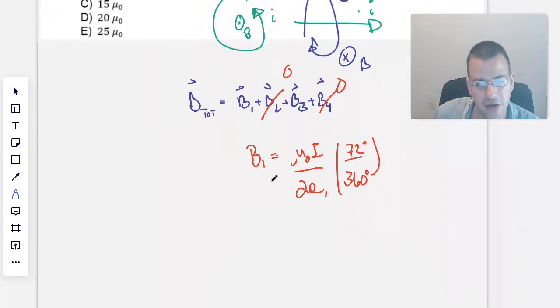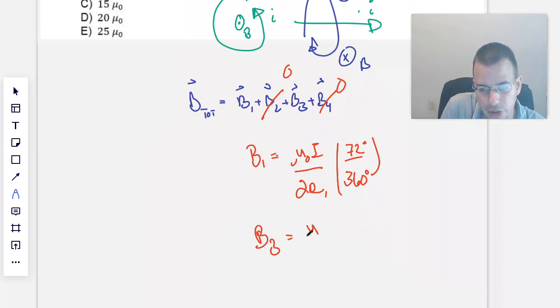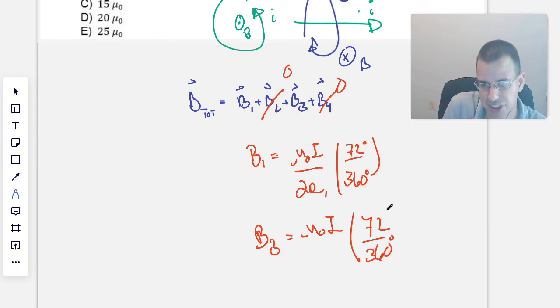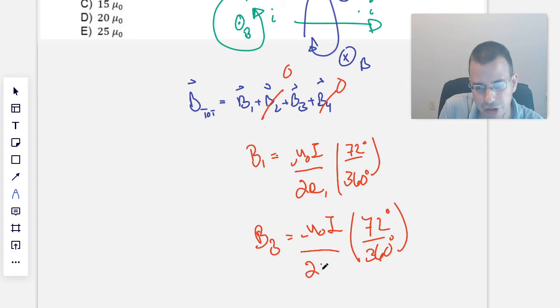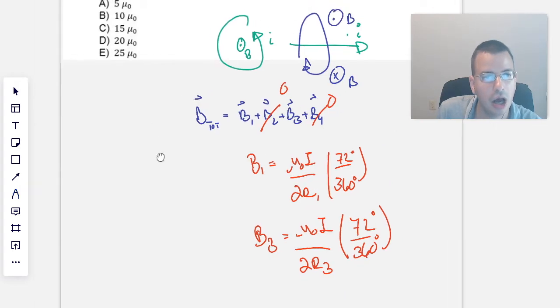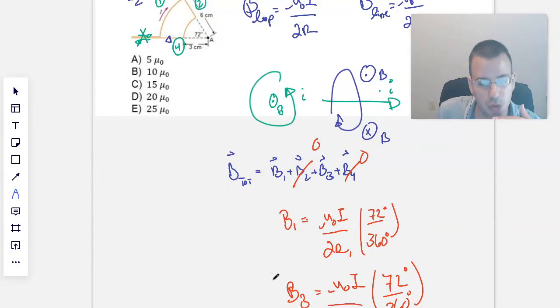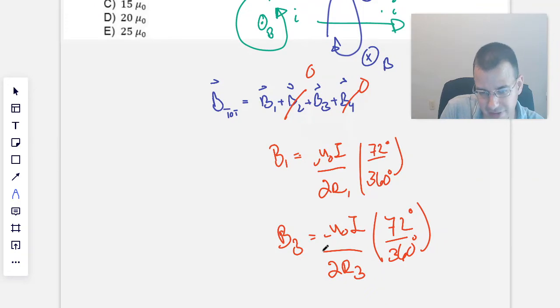So then I'm going to do B3, which is going to be mu naught I, and again 72 over 360. And I'll put all degree symbols here, but as a unit, but it doesn't matter because they're going to cancel. All over 2R3. And R3 then is going to be 3 centimeters. And I'm going to do a little negative symbol right here.